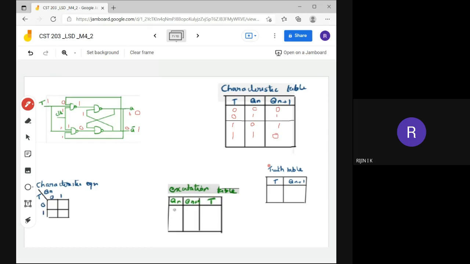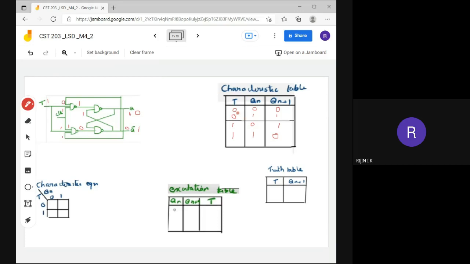So this is the characteristic table. In this table, you can find that if the input is 0, then the next state is the same as the previous state. If the current state is 0, the next state is also 0. If the current state is 1, the next state is also 1. That means if you give the input as 0, it will keep the current state.